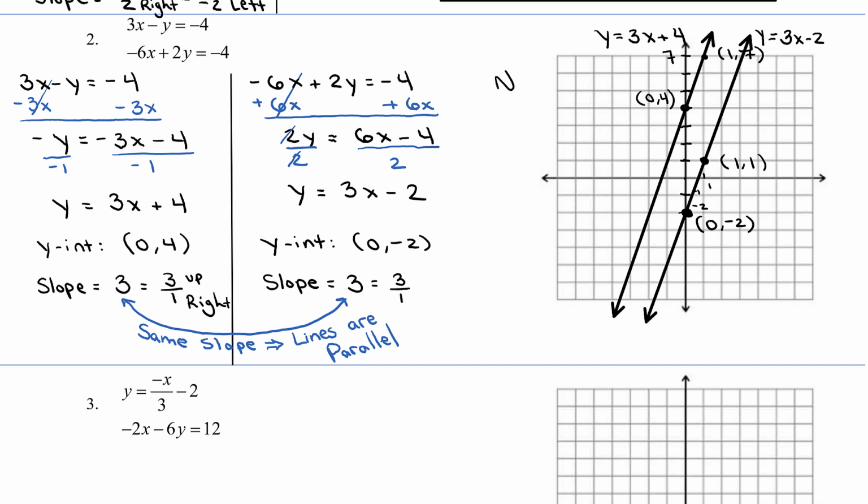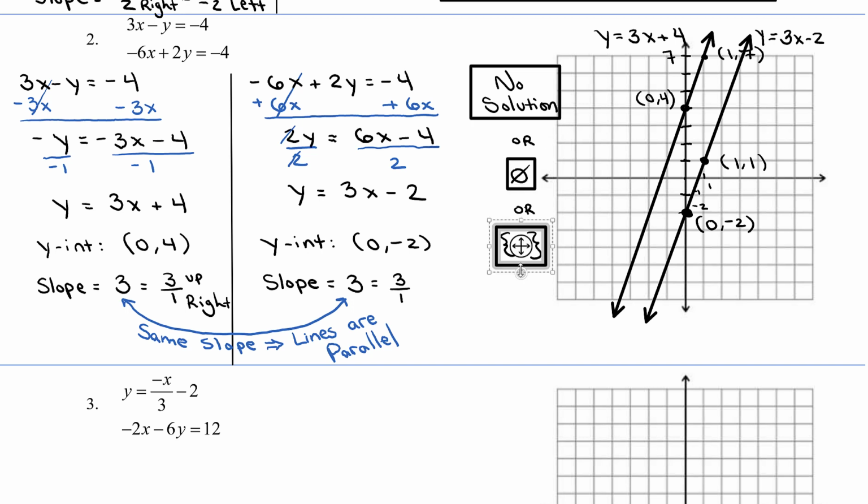Now, since these are parallel lines, there is no solution to this system. So you can write out the words no solution, or you can write out the empty set. Either one of those would be fine. And the reason there's no solution is because there is no point of intersection between these lines. These lines will never intersect.